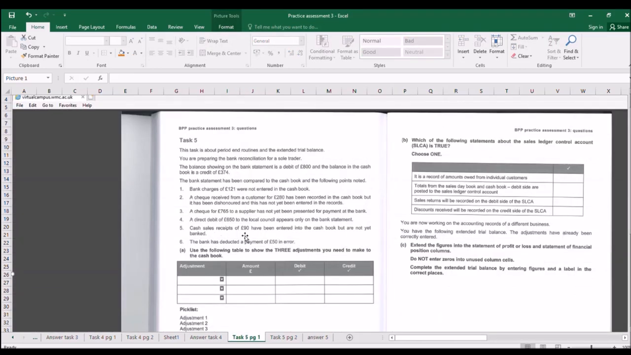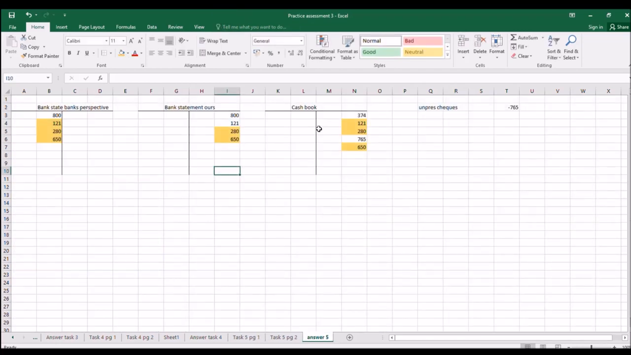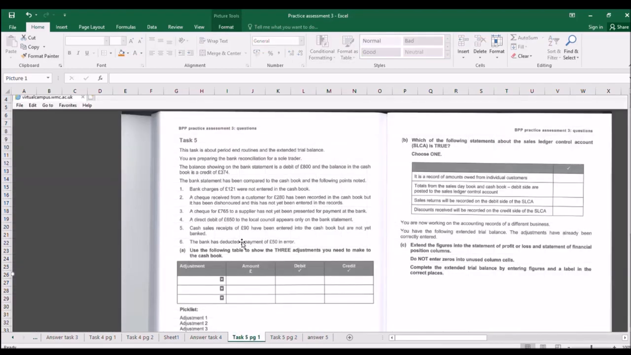And cash sale receipts of £90 have been entered in the cash book but not yet banked. Okay, so they're in the cash book. £90 in here. That's going to be outstanding lodgements. Okay. Bank has deducted a payment of £50 in error. So that's an error in there, so we wouldn't be putting that in. And so that would be an adjustment. So it's going to be then that number 1, 2 and 4. Okay, so that's the answer for that one.